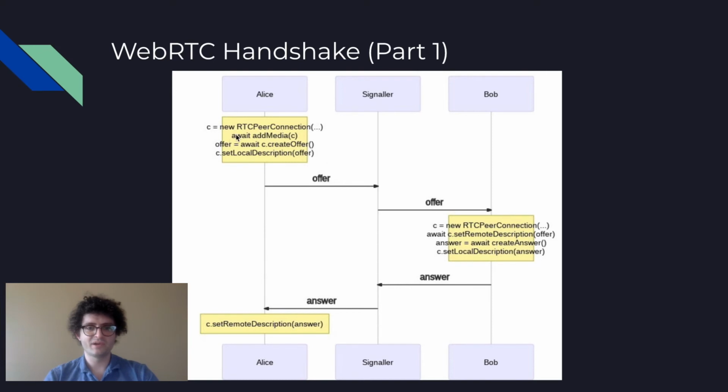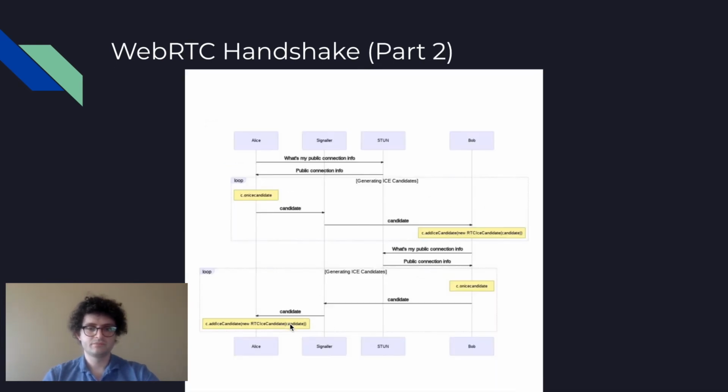So both the offer for Alice and the answer for Bob are their respective local descriptions. And then Bob responds with that answer, and Alice sets the remote description to that answer. So now both users have a local description and a remote session description containing the media to transmit. They now both need connection information.